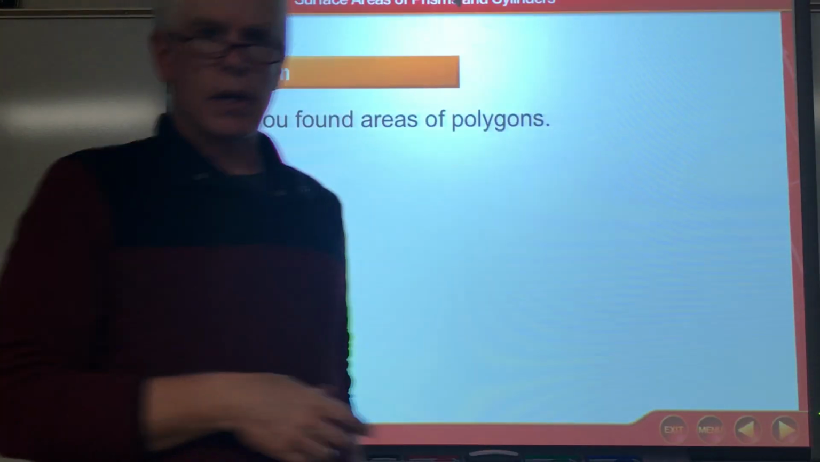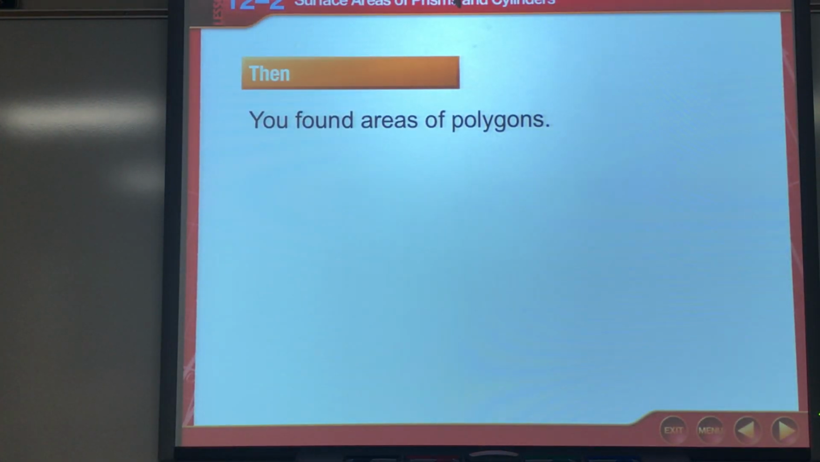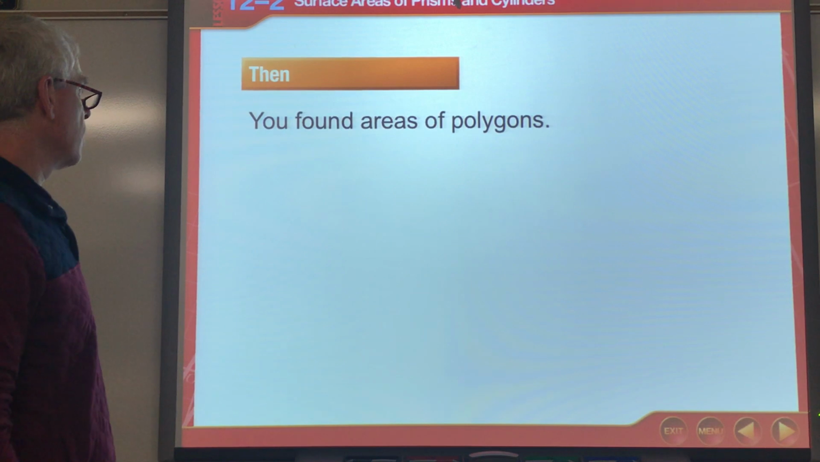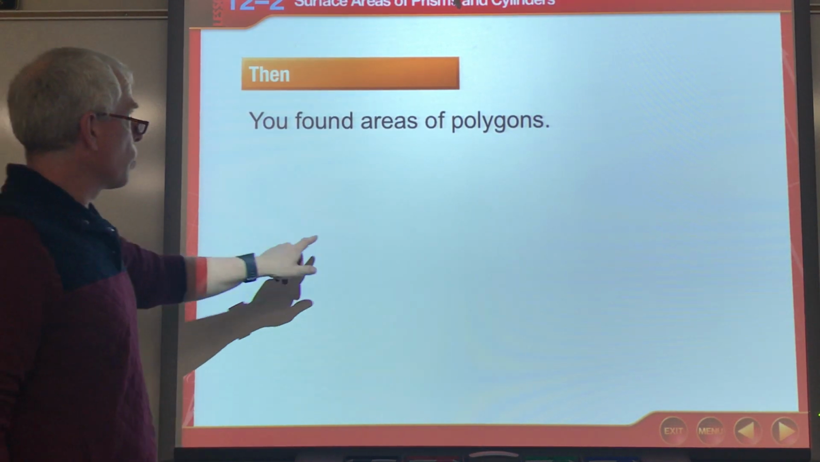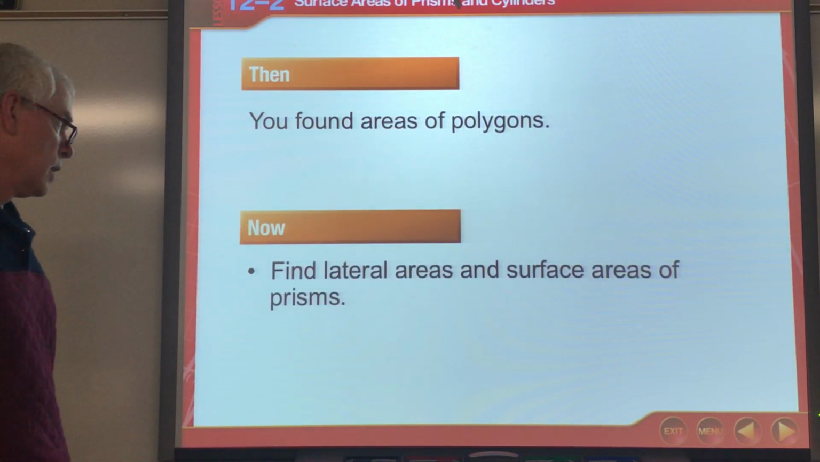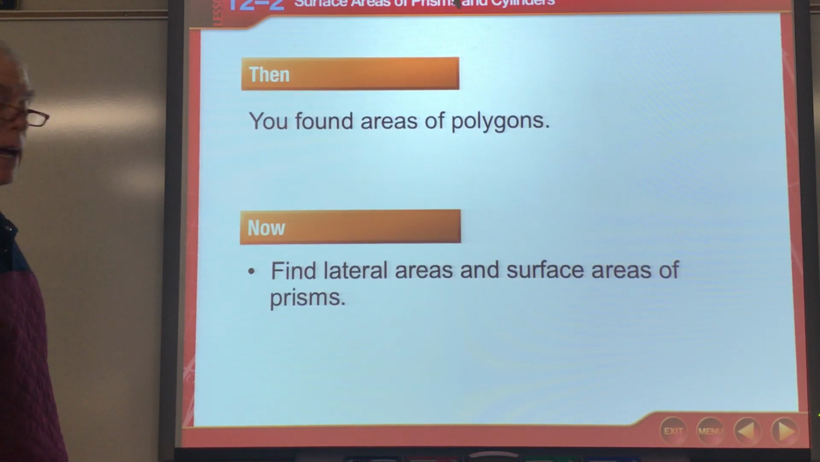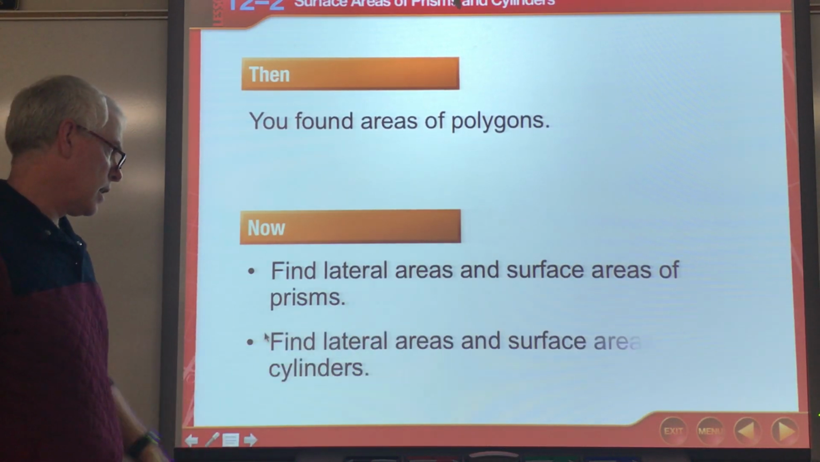All right, guys, today we're looking at section 12.2. In the past, we found areas of polygons. In chapter 11, we got really good at finding the areas of polygons. Today, we're going to take a look at surface area and lateral area of prisms and of cylinders.